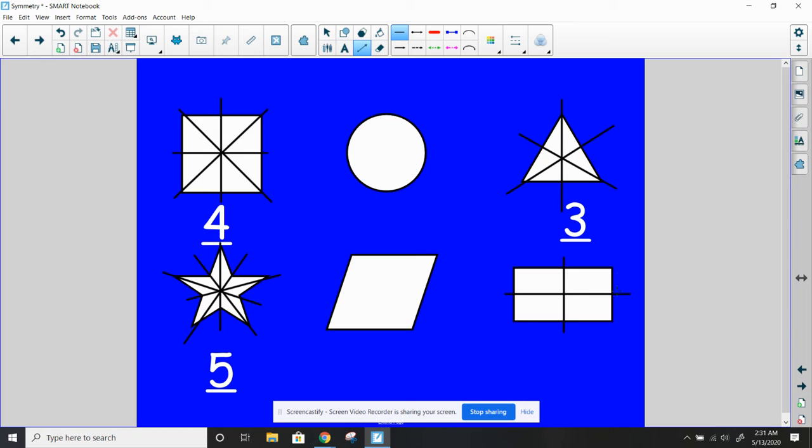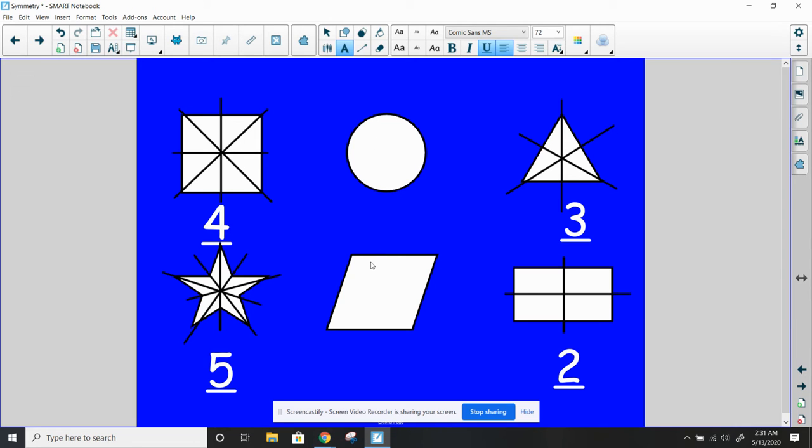It doesn't work on a rectangle because if I take this corner and fold it up, it's going to come over here. So this only has two. A rectangle has two lines of symmetry.